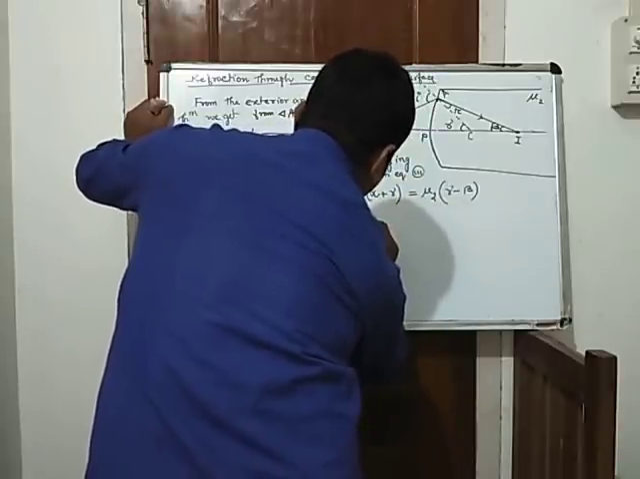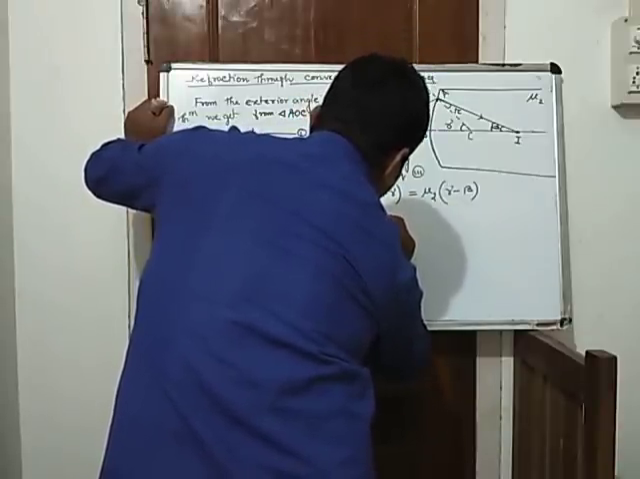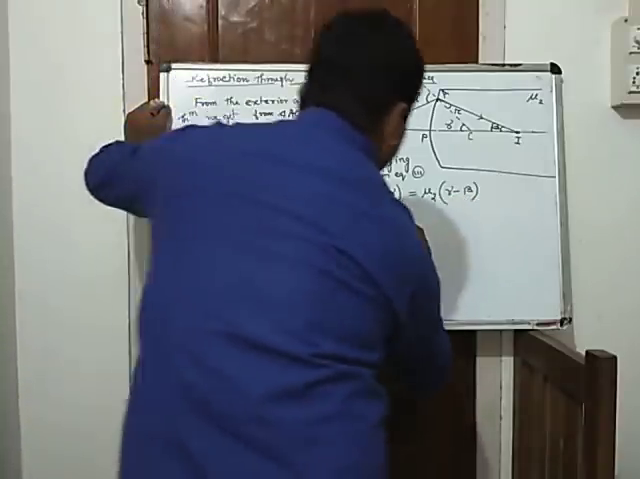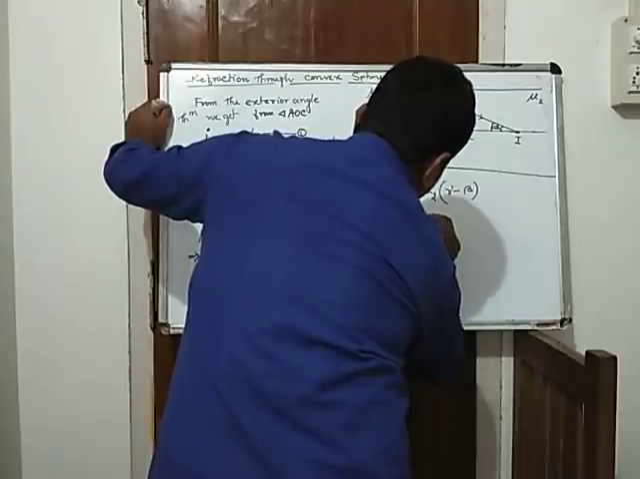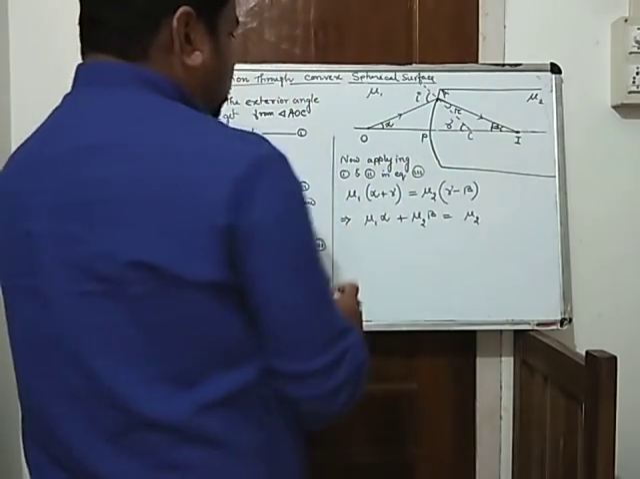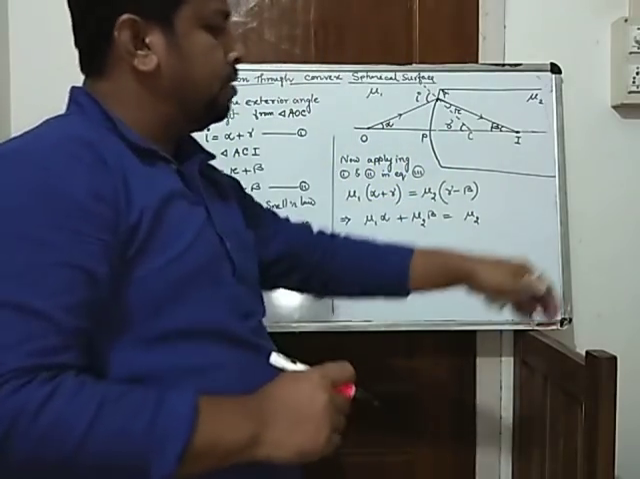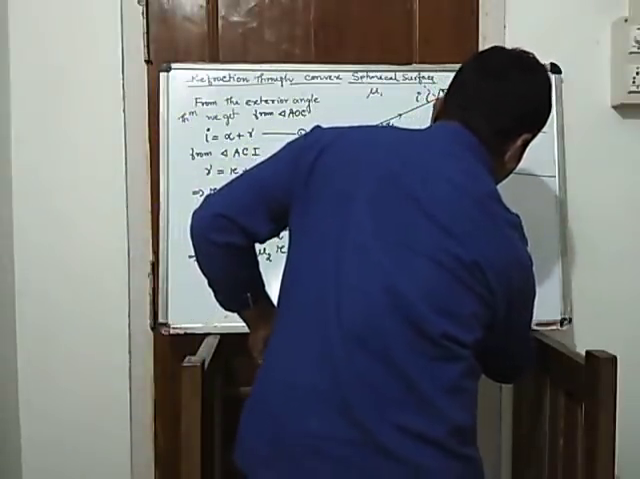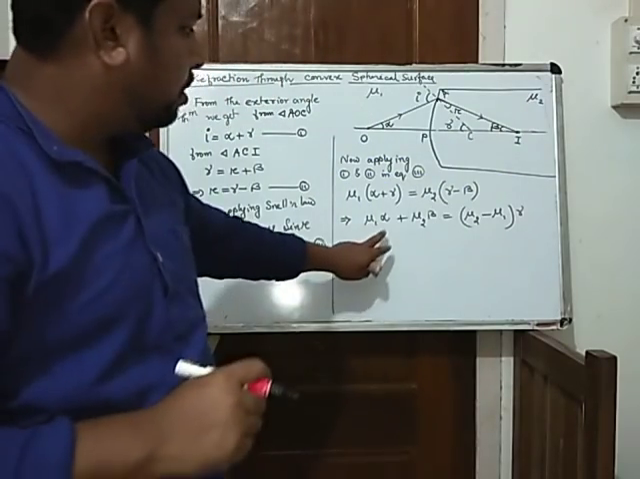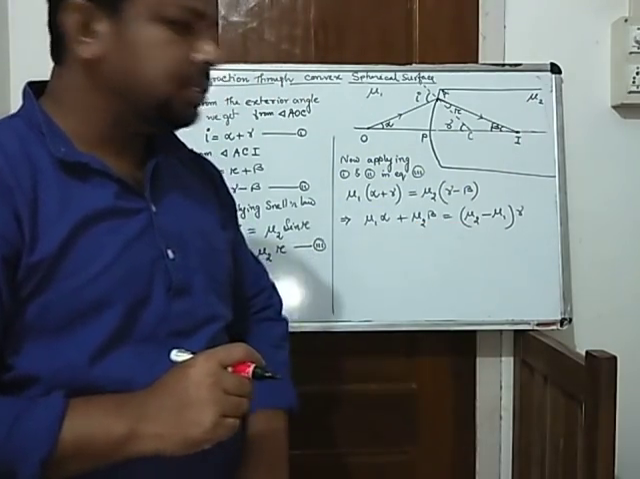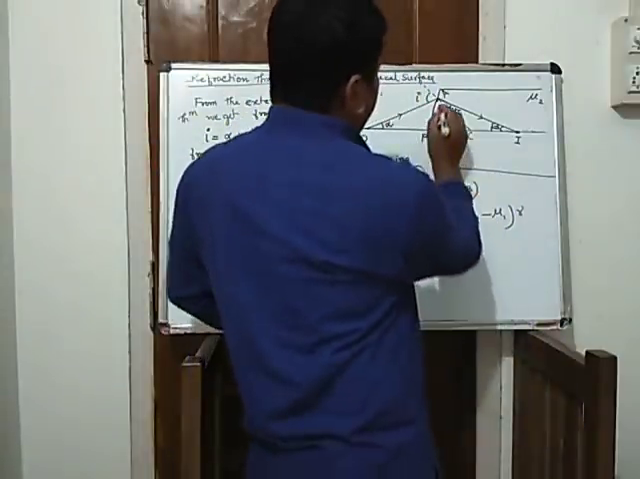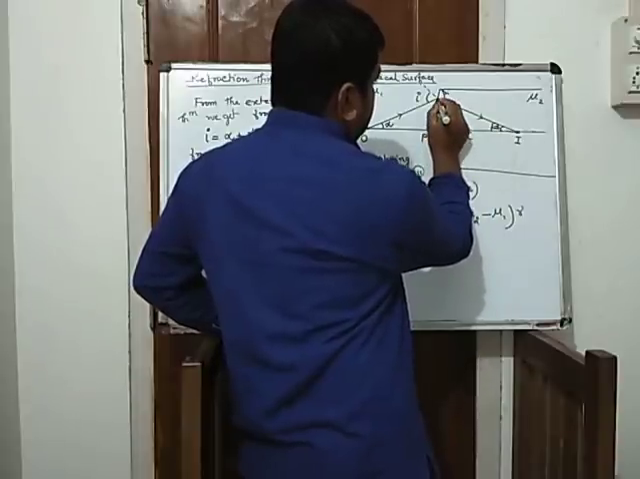So here you get mu 1 alpha, then opening the bracket, plus mu 2 beta equal to mu 2 gamma minus mu 1 gamma. Taking gamma common, mu 1 alpha plus mu 2 beta equals (mu 2 minus mu 1) gamma. Okay, so now draw a normal from the point A.